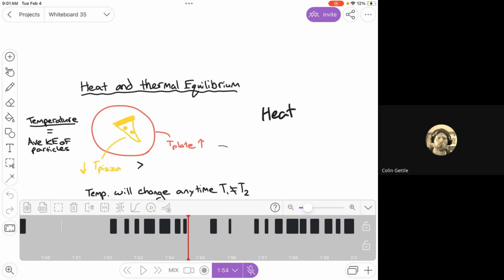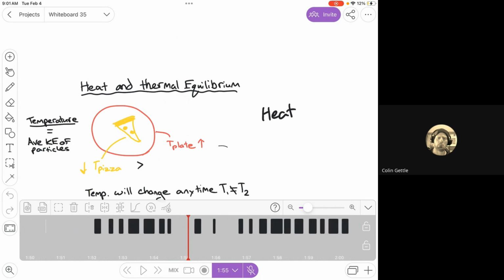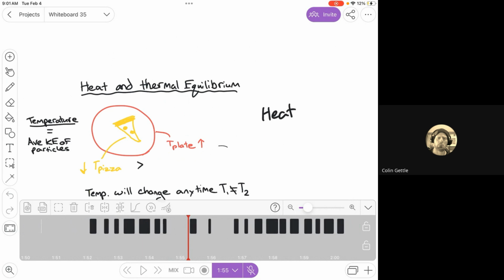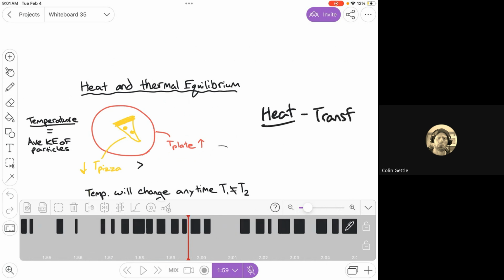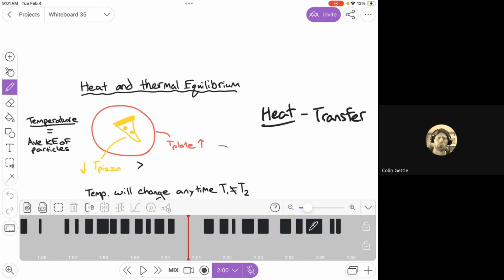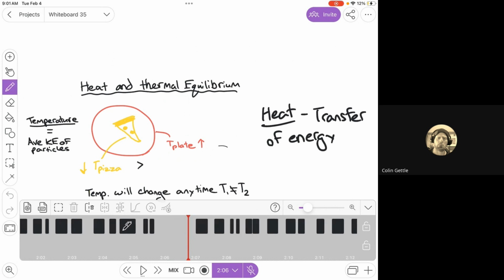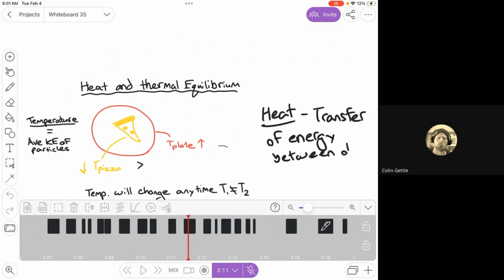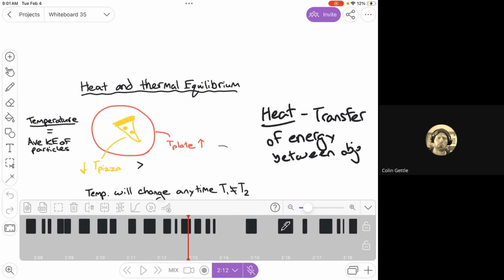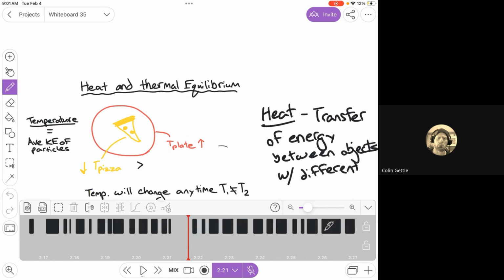So what's happening when we have heat transfer? What's happening when we have a hot object touching a cold object? Well, this is called heat. Heat is the super important word. Heat is the transfer of energy between objects with different temperatures.